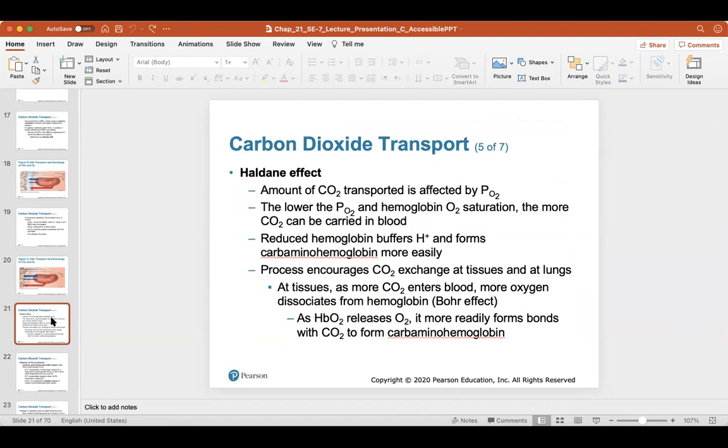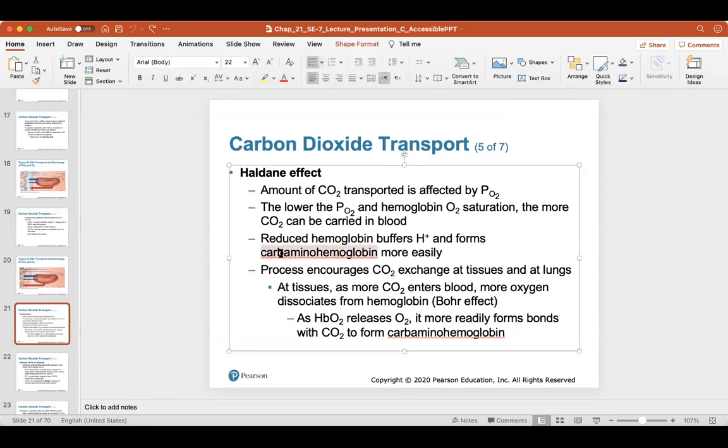The Haldane effect refers to the amount of carbon dioxide transported being affected by the partial pressure of oxygen. The lower your partial pressure of oxygen, the lower the hemoglobin saturation, and the more carbon dioxide can be carried in the blood. Reduced hemoglobin buffers this hydrogen ion concentration to form carbaminohemoglobin more easily. So this process just encourages the carbon dioxide exchange at the tissues and the lungs.